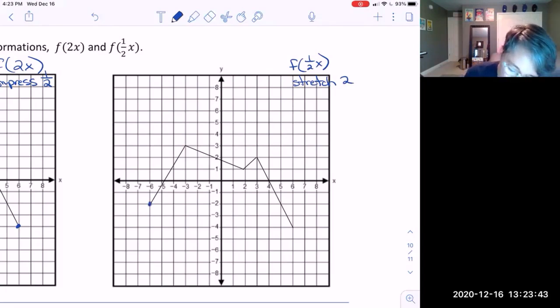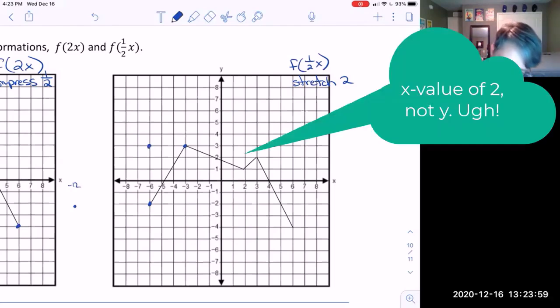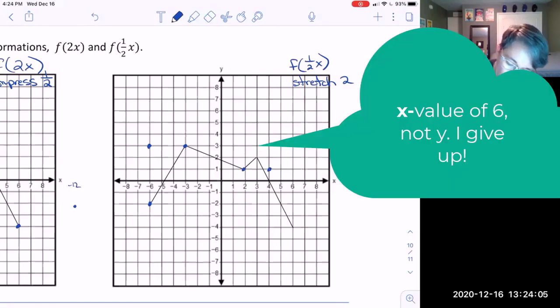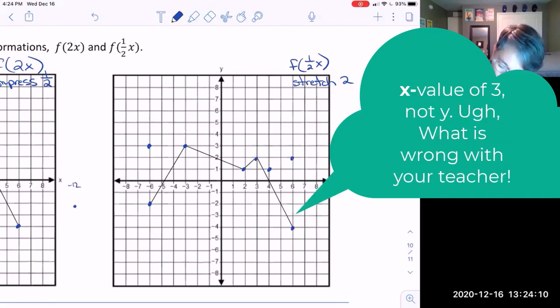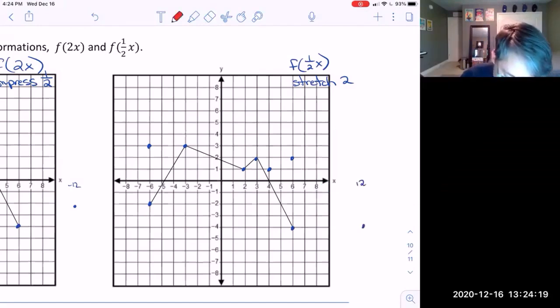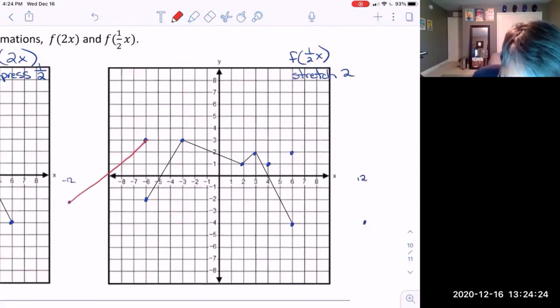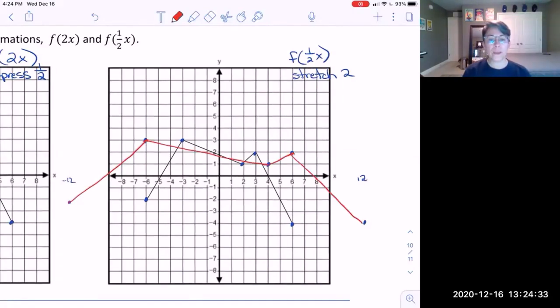So our first x value here on the left, -6, multiply it by 2, that's actually going to get us way out here at like a -12. Our next x value is -3, so he's going to stretch to a -6. This x value of 2 is going to stretch to a 4. X value of 3 will stretch to a 6. And our x value of 6 will stretch way out here somewhere off our graph to a 12. If we were to connect these points, we have our stretched version by a factor of 2.